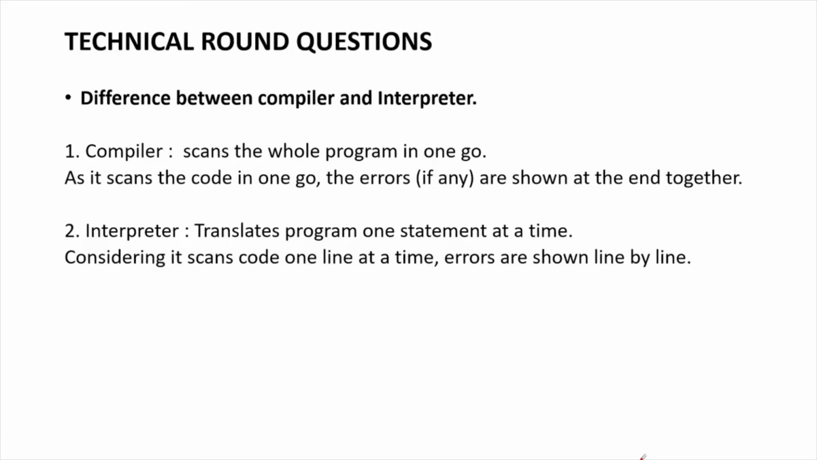Compiler scans the whole program in one go. As it scans the code in one go, the errors, if any, are shown at the end together. Interpreter translates the program one statement at a time. Considering it scans the code one at a time, errors are shown line by line. So let's move on now to the next question.